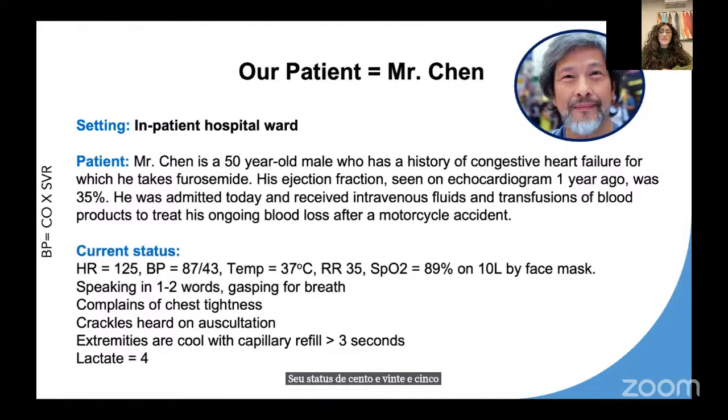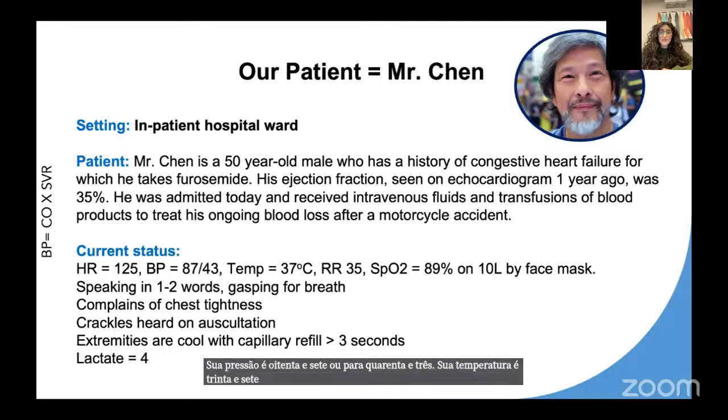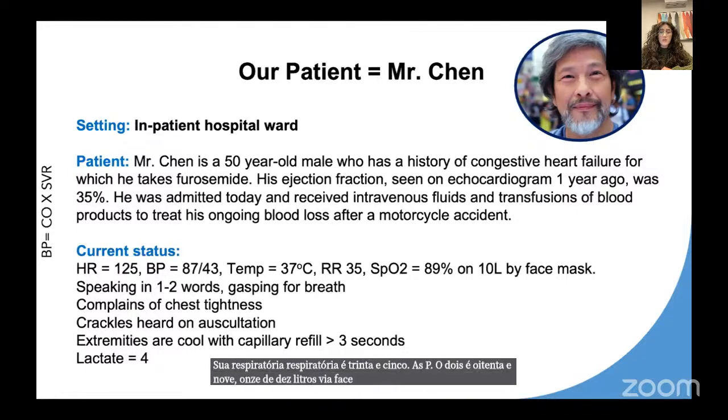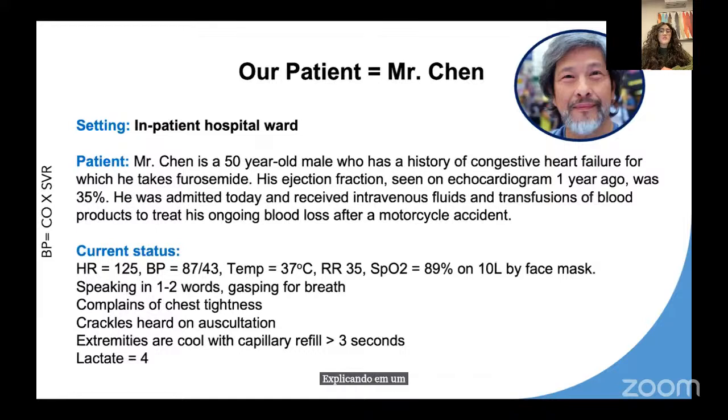His blood pressure is 87/43. His temperature is 37 degrees Celsius. His respiratory rate is 35. His SpO2 is 89% on 10 liters by face mask. He is speaking in 1 to 2 words and gasping for breath. He complains of chest tightness. Crackles are heard on auscultation. His extremities are cool with a capillary refill greater than 3 seconds. And you find his lactate is 4.